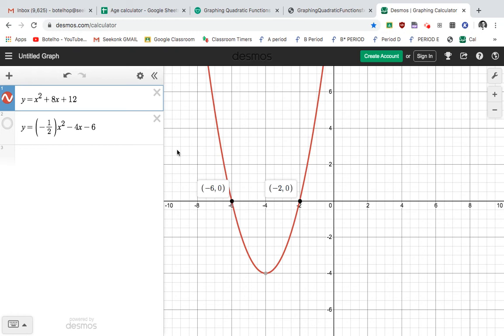Now you might say, Mr. Patello, what if my parabola doesn't hit the x-axis? Well, if that doesn't happen, and you don't have any x-intercepts, guess what?